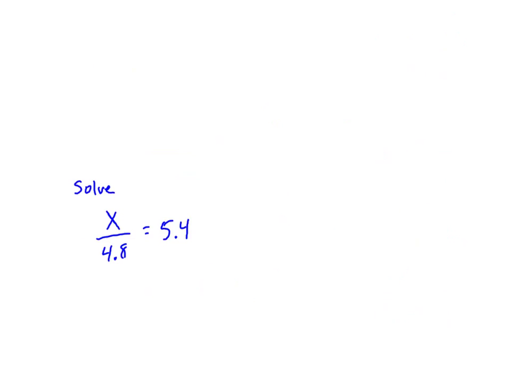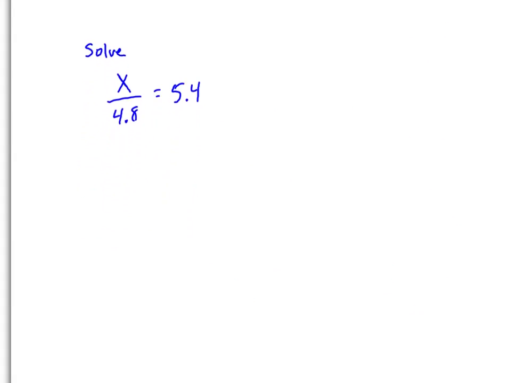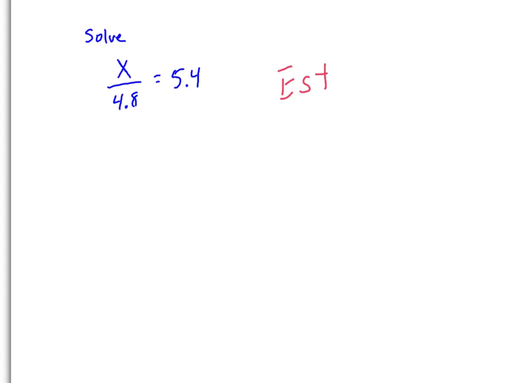Now, next problem, a little different. I've got x divided by 4.8 equals 5.4. Let's again do an estimate. Hopefully I'll do it right this time. So I've got x divided by 5, and I'll go ahead and say that equals 5.